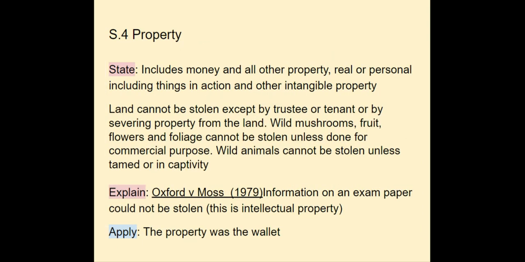Moving on to property, this is nice and simple, but you do have to state that it includes money, all other property, real or personal things, including things in action, and can be intangible property. What isn't property is land, wild things like fruit, mushrooms, flowers, foliage, and wild animals that have not been tamed. You can explain this with the case of Oxford and Moss, which held that the information on the exam paper couldn't be stolen. And in this case, with Eddie and Dan, the property is the wallet.